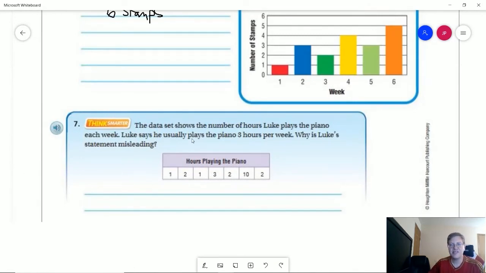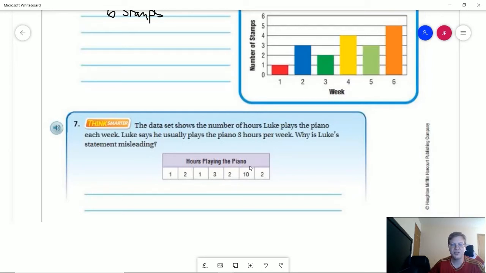Number 7, the data set shows the number of hours Luke plays the piano each week. Luke says he usually plays the piano 3 hours per week. Why is that statement misleading? Well, you can go ahead and look at the numbers. This 10 hours in a week is a huge outlier.